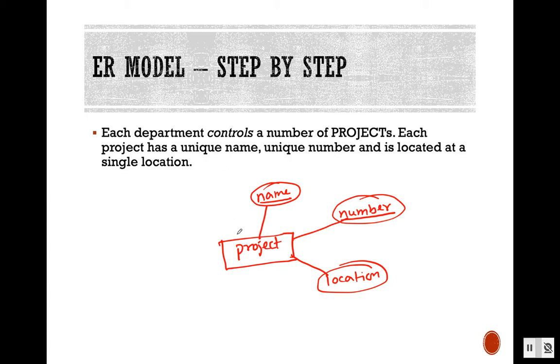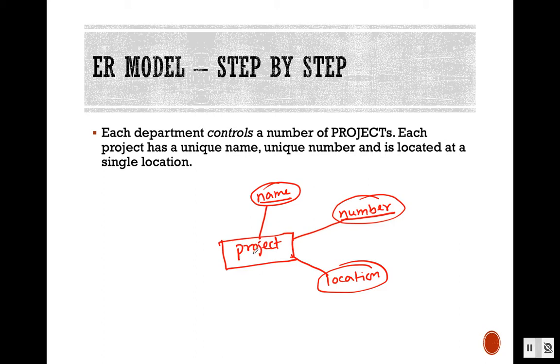All right, so another thing is that here it says that each department controls a number of projects. Each project has a unique name, number, and location. So that means each project needs another attribute, controlling department, and each project will be controlled by only one department.